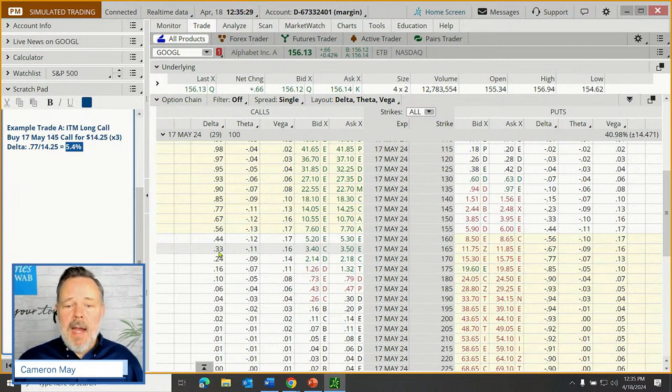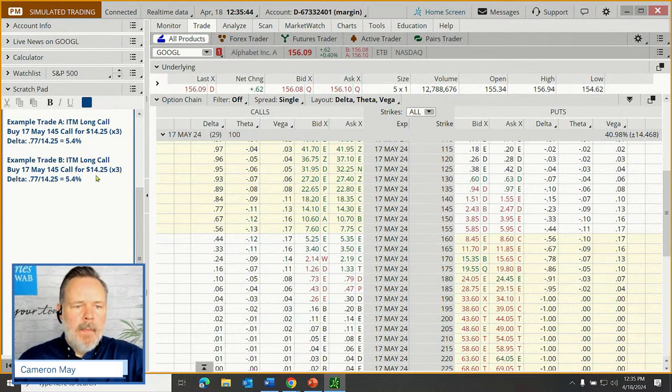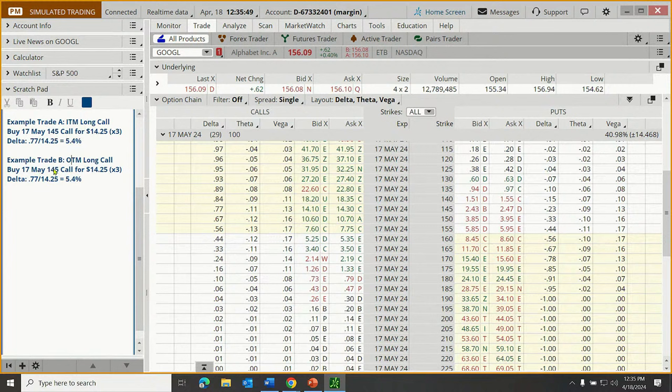So let's do a comparison here. Maybe let's look at the 165 call. So let's go for example trade, copy this, example trade B, fit them both on the same screen. And this one, we're going to do an out of the money long call. Instead of buying the 145, we're going to buy the 165, giving us the right to buy shares for $165. Right? Well, that's going to cost less. It's trading between 340 and 350. Looks like about 345.